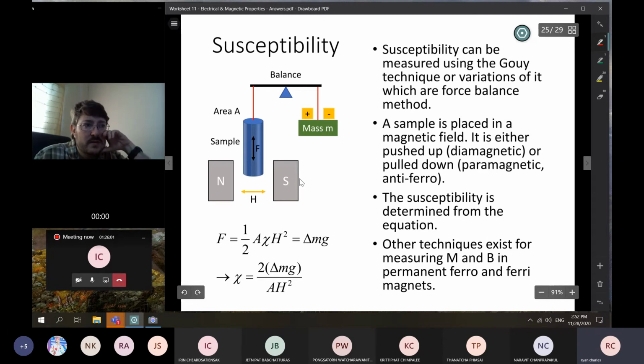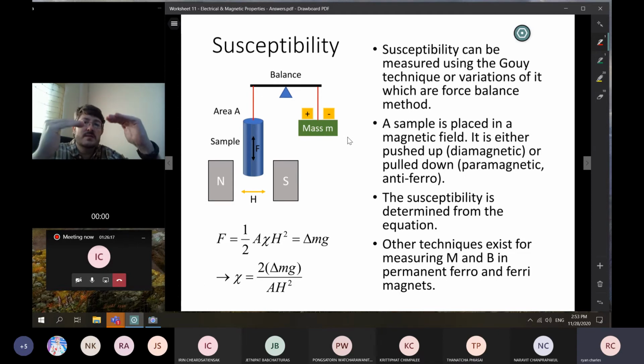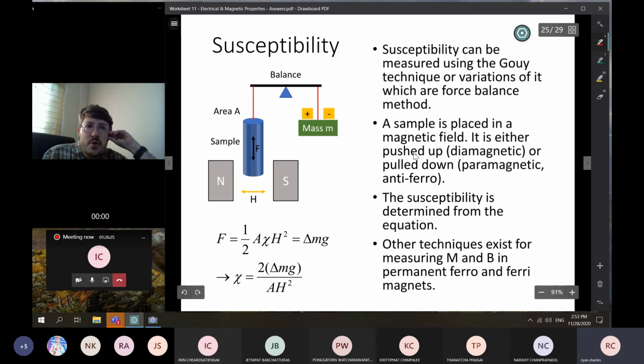We have a magnetic field running this way. We have our sample, on a balance beam, so that there's a mass here. We have our sample and our counter mass, and they're balanced. The sample is put in a magnetic field. It's either going to be pushed up if it's diamagnetic, or pulled down if it's paramagnetic or antiferromagnetic, actually. So it gets pushed up or pulled down.